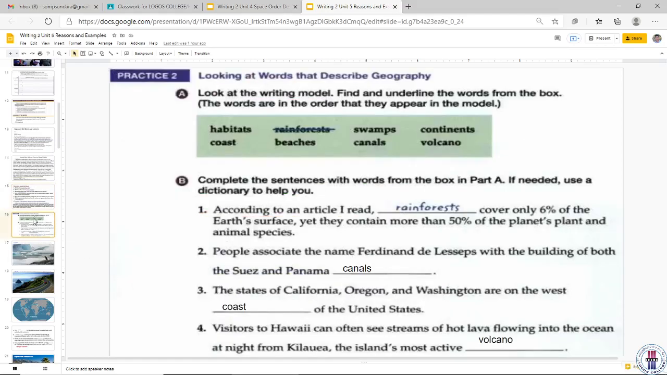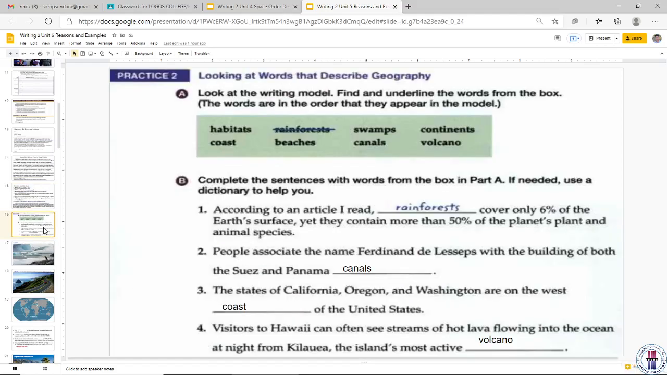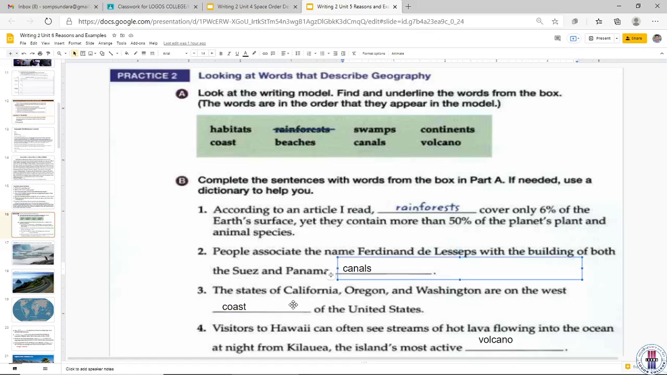Okay, last thing I want to do is talk about some geographical terms. Geographical terms have very specific definitions. They're usually locations, things you see in the world around you. If you go to page 141, there are some terms to describe geography. Some you might know, some you might not know. Words like habitat, rainforest, swamps, continents, coasts, beaches, canals, volcanoes. I answered these for you.